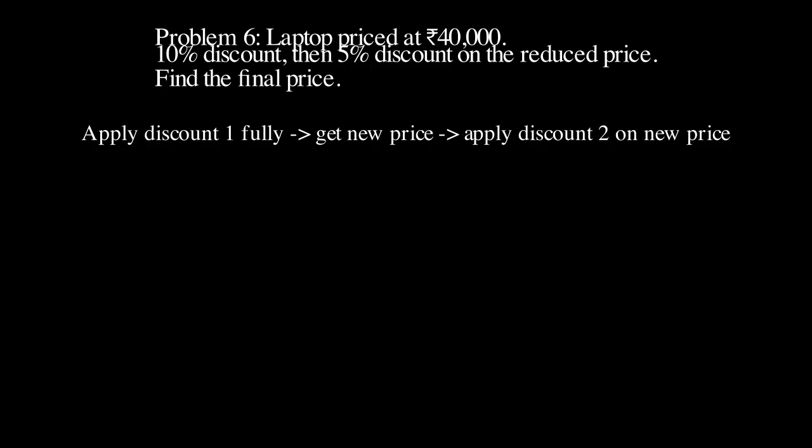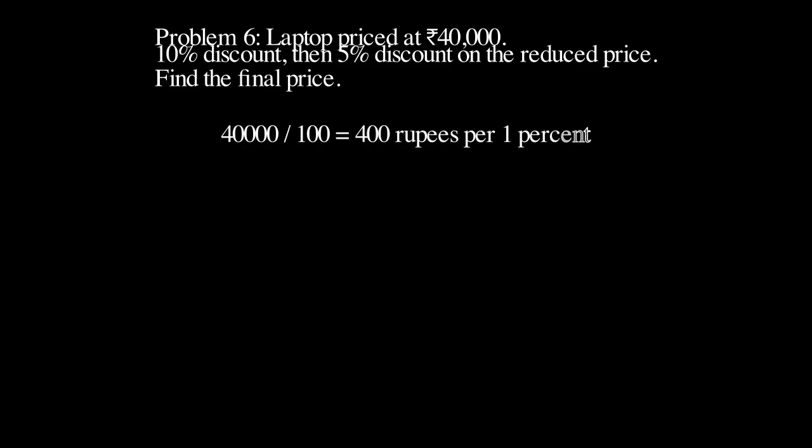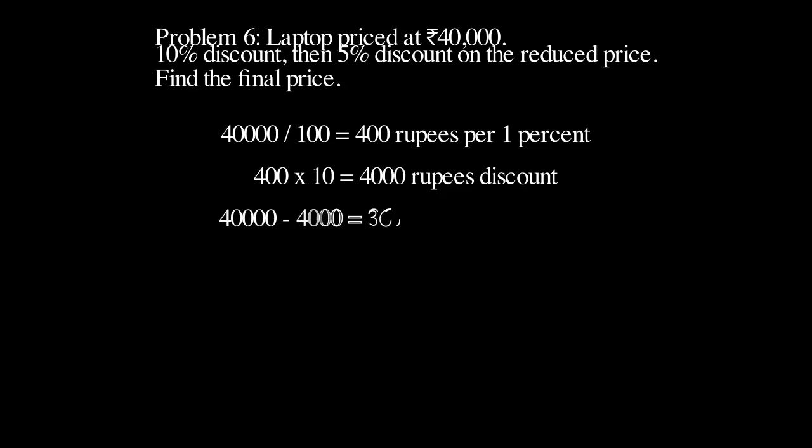new price. First, 1% of 40,000 rupees is 40,000 divided by 100, which is 400 rupees. 10% then is 10 of these shares, which is 400 multiplied by 10, giving 4,000 rupees as the first discount. Subtracting this discount from 40,000 rupees gives us a new price of 36,000 rupees.